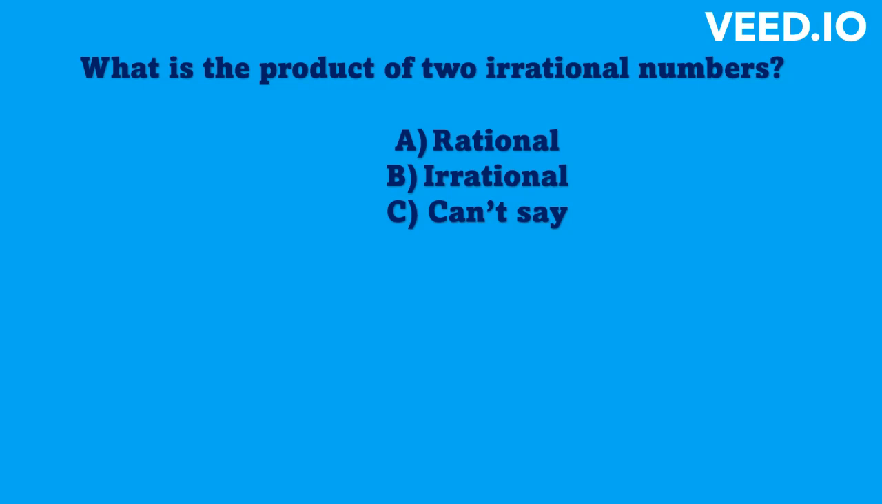What is the product of two irrational numbers? Let's see. Let's take examples. We have square root of 2 and square root of 2, both irrational numbers, and the result is 2. This is a rational number. So in this case, this is a rational number.